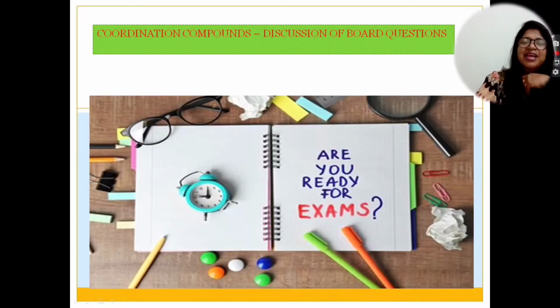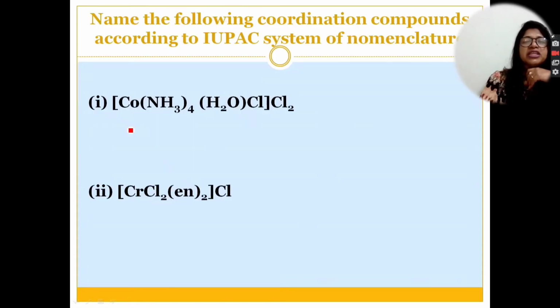Welcome children. Today we are going to discuss a few board questions that are commonly asked from the chapter coordination compounds. Name the following coordination compounds according to the IUPAC system of nomenclature. The first one, [Co(NH3)4(H2O)Cl]. Its coordination entity is positive. So name the ligands first.